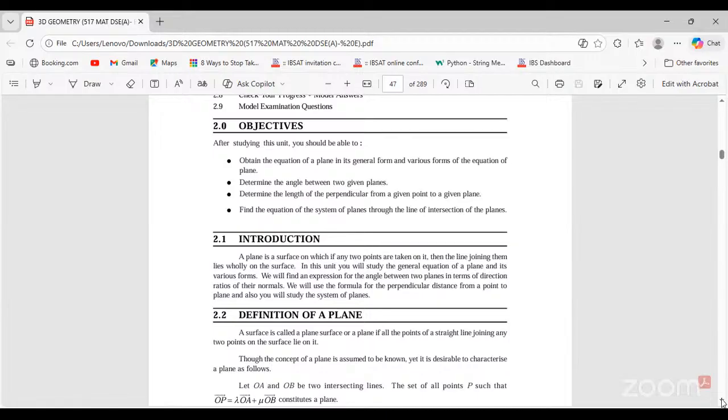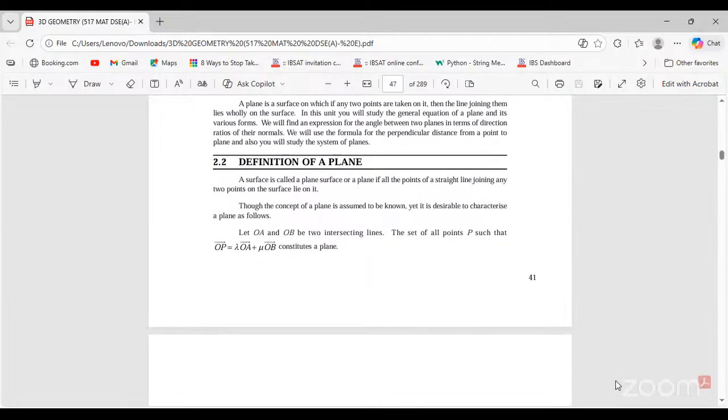So now, the definition of a plane. What is a plane? A surface is called a plane surface, or a plane, if all the points of a straight line joining any 2 points on the surface lie on it. For example, let OA and OB be two intersecting lines.